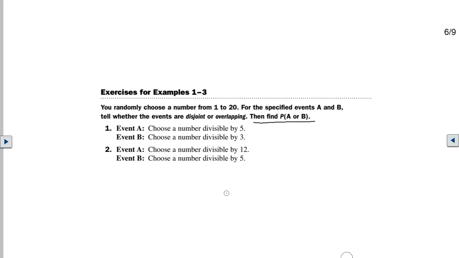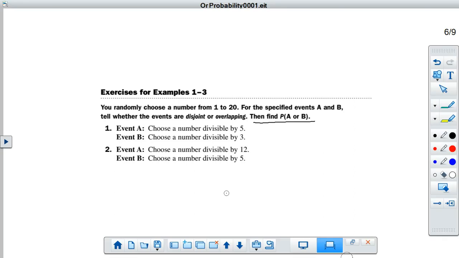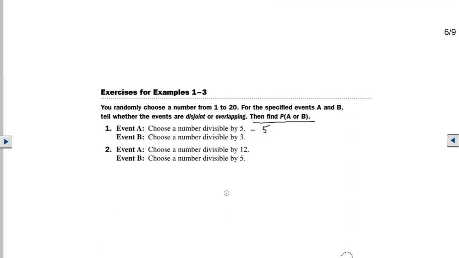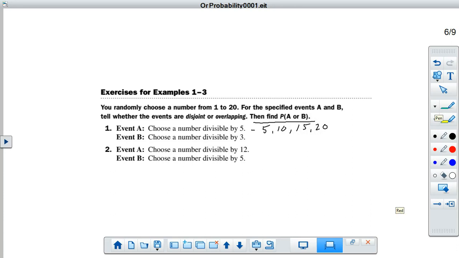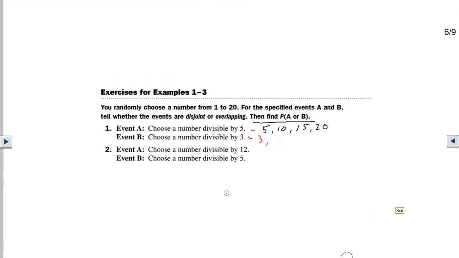It says, again, same idea. We want to figure out if they're disjoint or overlapping and then find the probability of A or B. So it says event A, choose a number divisible by 5. Well, we already did that once. That's 5, 10, 15, 20. And we want to choose a number divisible by 3. Well, that's 3, 6, 9, 12, 15, and 18.